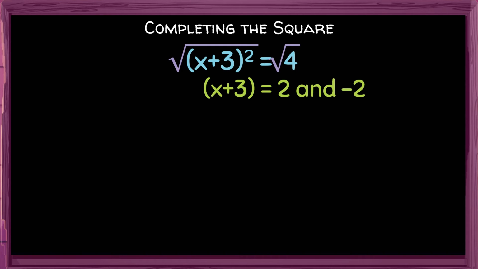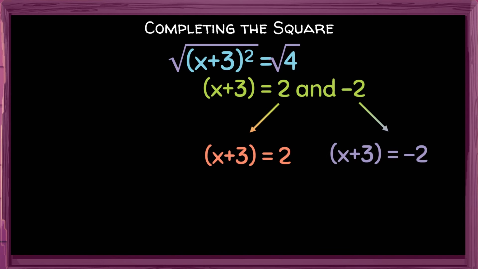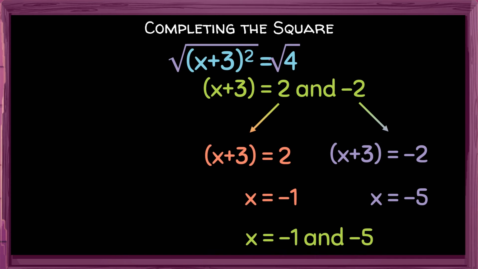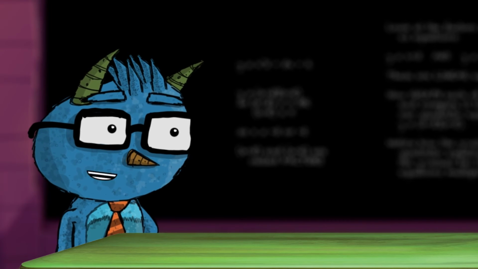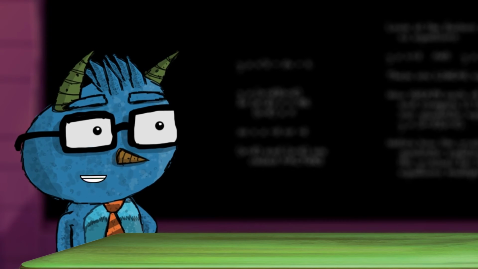So we split this into two separate equations and solve them separately. Our equations are x + 3 = 2 and x + 3 = −2. Who can solve these? In both equations, we subtract 3 from both sides. In the first equation, our answer is x = −1. In the second equation, our answer is x = −5. Both are correct solutions. Our answer is x = −1 and x = −5. Nice job.